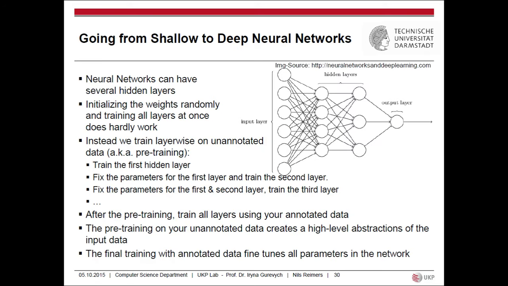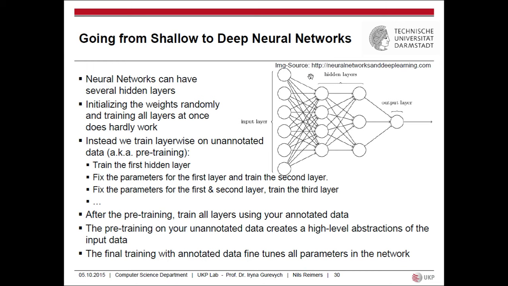Okay, how do you go from shallow to deep neural networks? Neural networks can have several hidden layers, as we know, and we initialize the weights randomly. But what was the failure until 2006? The community tried to train all layers at once: you present your input data, then you try to train your network on the input data at once. The new approach presented by Hinton uses pre-training on unannotated data.